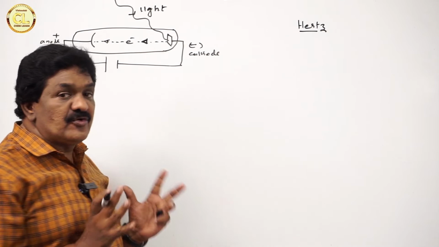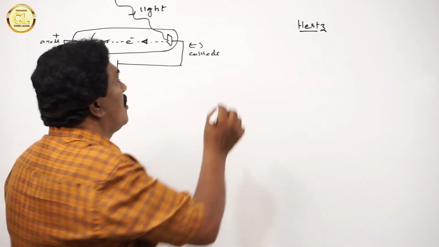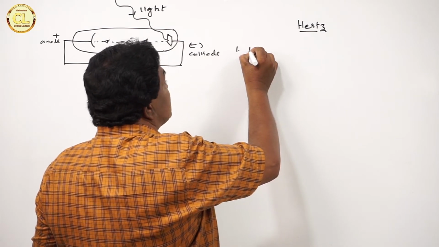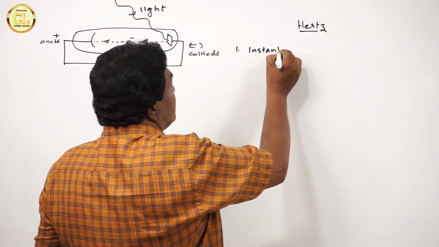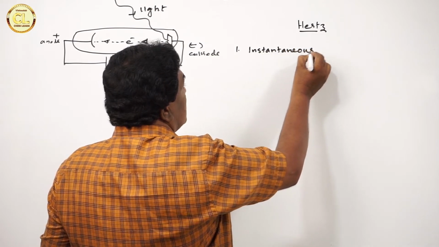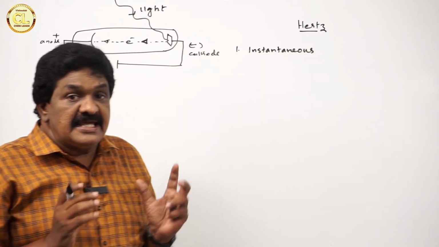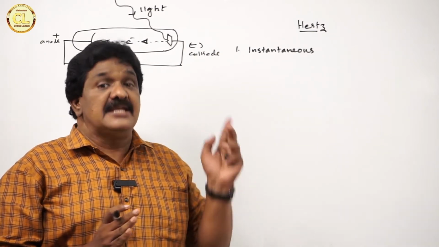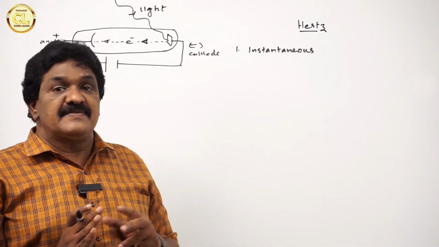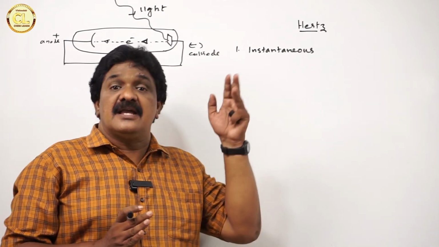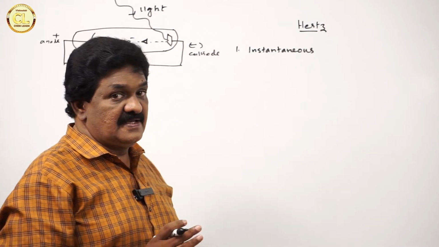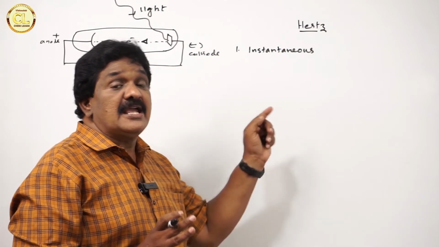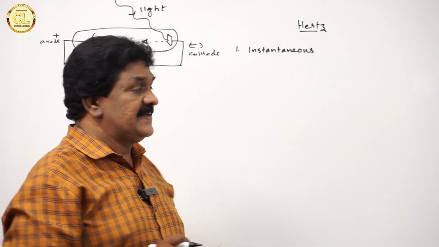Important characteristics of photoelectric effect are the following. 1. Photoelectric effect is instantaneous. That is, the ejection of electrons takes place only at the time of incidence of the light. It will not continue when the incident light is cut. It takes place only at the time of falling light on the surface.